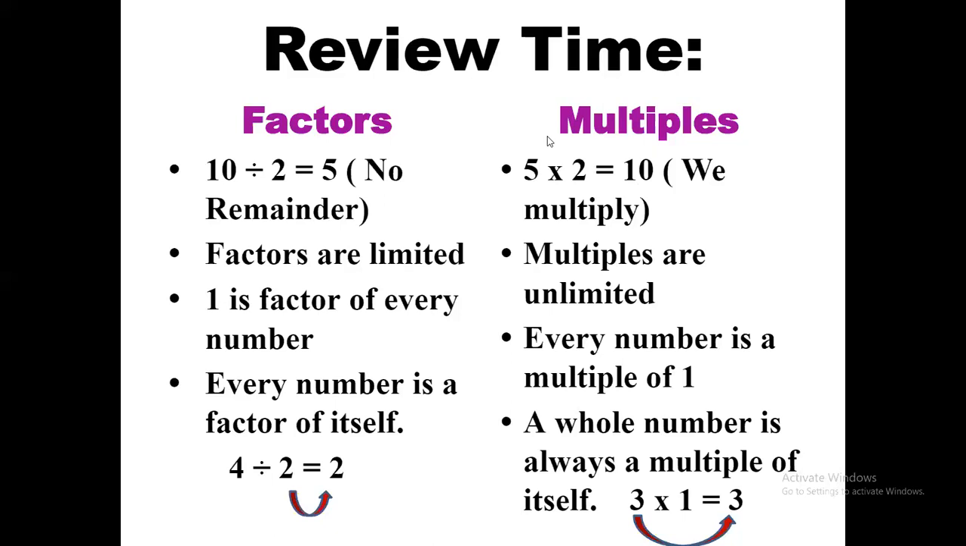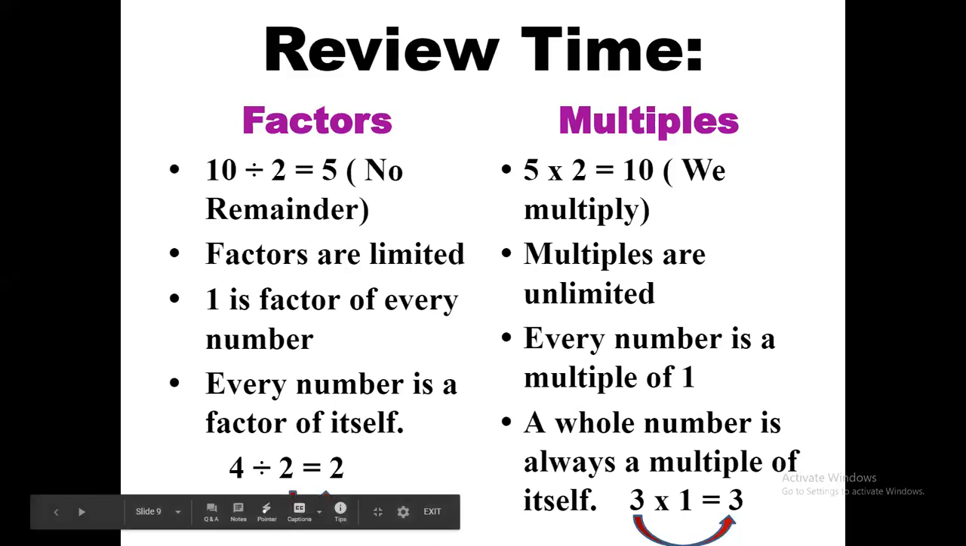So whenever you hear the word multiple, you should know that you have to multiply. Multiples are unlimited. Every number is a multiple of 1. A whole number is always a multiple of itself. Over here you can see, if I multiply 3 with 1, I always get the whole number again. I got 3 again over here.